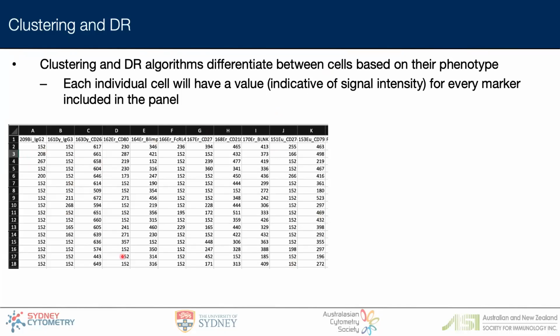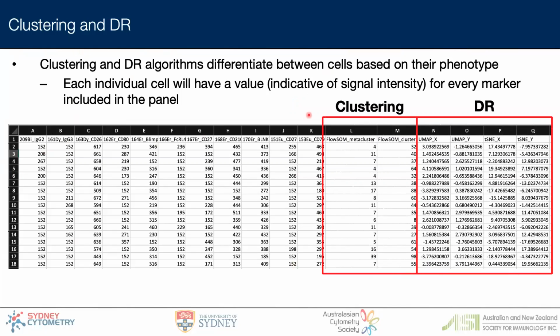So in this case, this is just the same data I showed earlier. Each row is a separate cell, each column is a different marker. Both of these algorithms are just adding a few extra parameters to the individual cells. Clustering, for example, this is just clustering done with FlowSOM. It will create a metacluster as well as a cluster, so each individual cell will be put into different groups, and that's just indicated by this number. At the same time, for dimensionality reduction, we have an example of both UMAP and tSNE. All these are just coordinates on the dimensionality reduction plot.